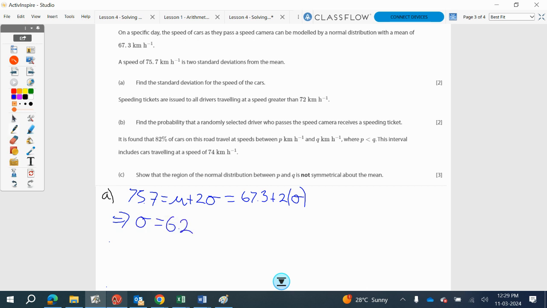What's the units of the standard deviation? Kilometers per hour. If the mean is in kilometers per hour and the speeds are in kilometers per hour, the standard deviation is in the same unit. So this is in kilometers per hour.